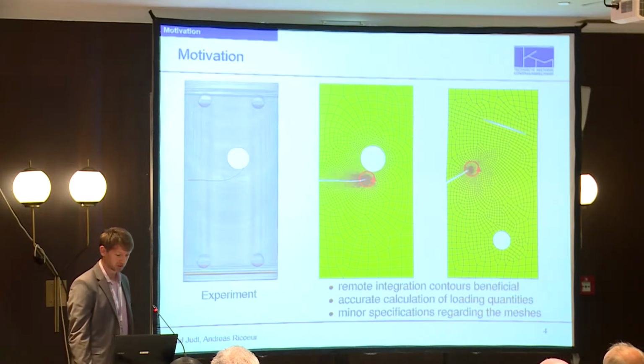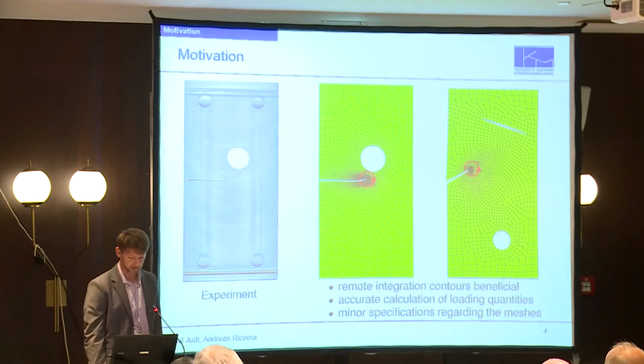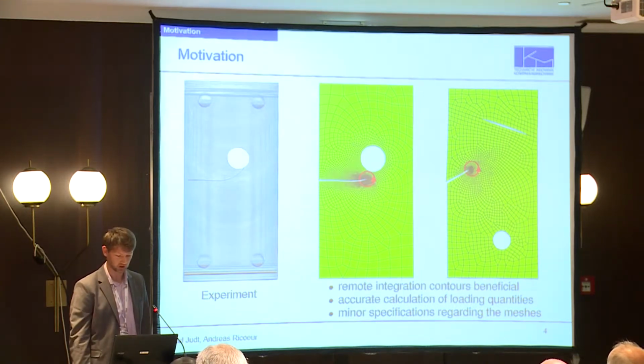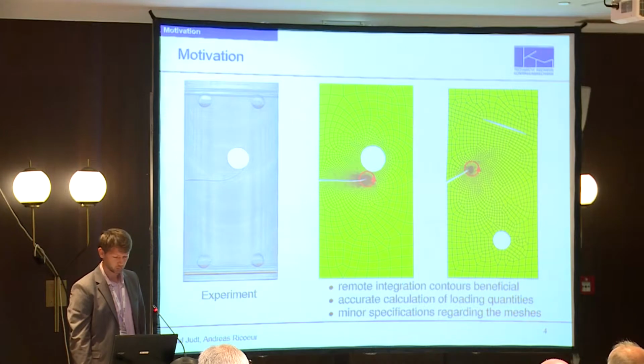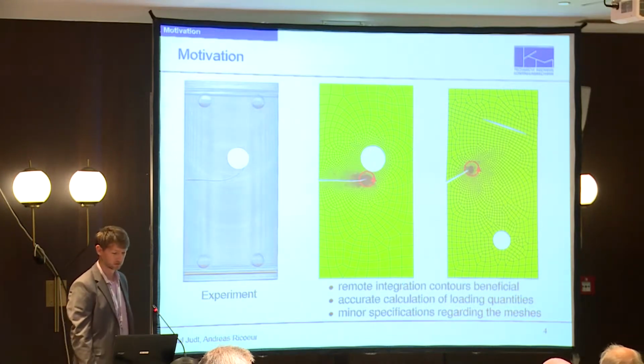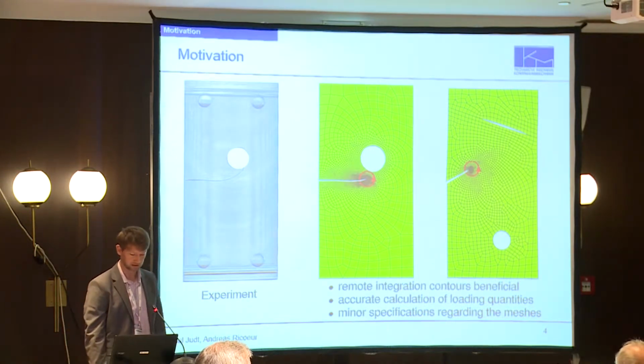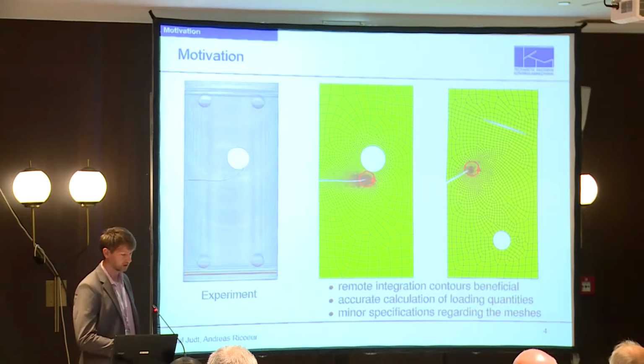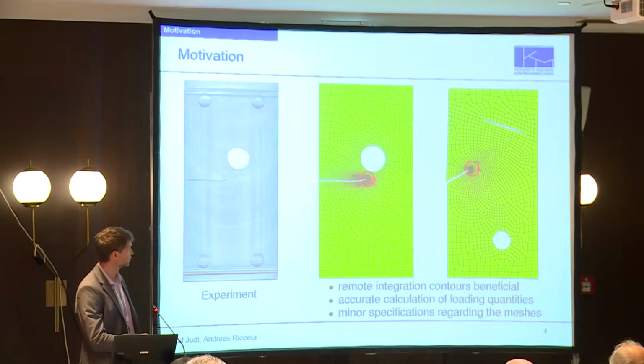So for performing crack tip loading analysis, one can use different methods. For example, one can use special crack tip elements. We apply path-independent integrals, and namely we use the J integral here. So one can use a small integration contour as shown here.